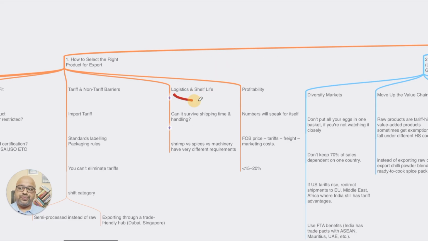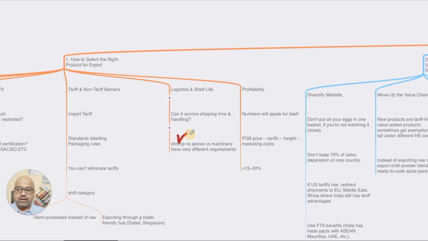So here, the other point you need to look at is the logistics and shelf life. The products being exported, shrimp, spices and machines, are not sent the same way. They have different requirements, a different process to export, and are packed and shipped in a different manner. So you need to be very sure what the logistic requirement is for your products.